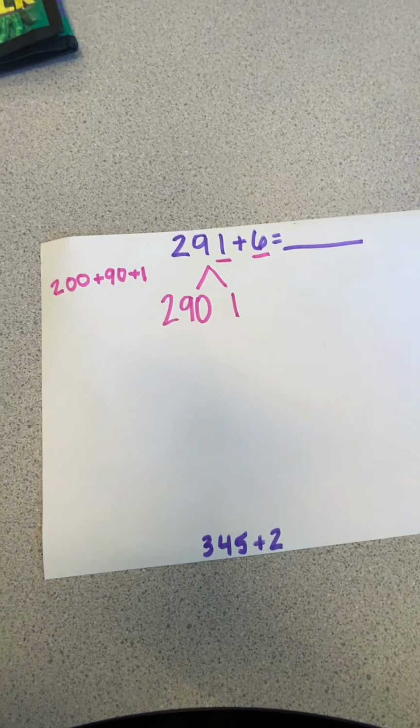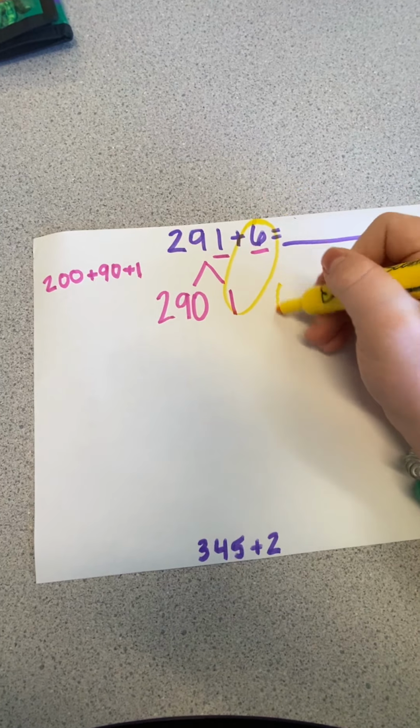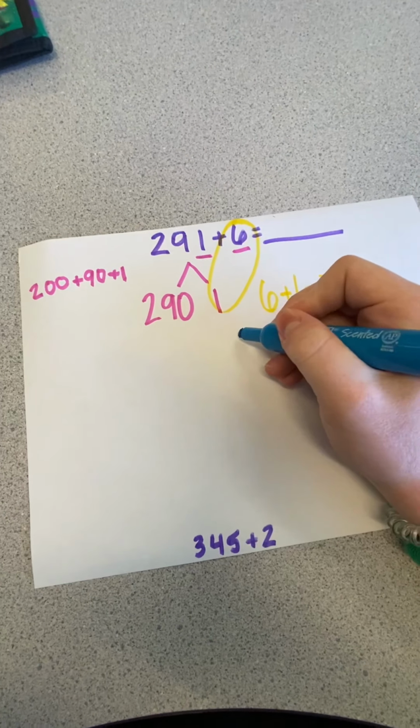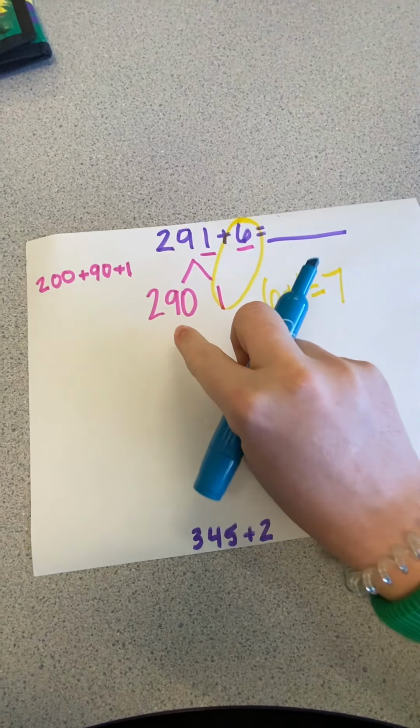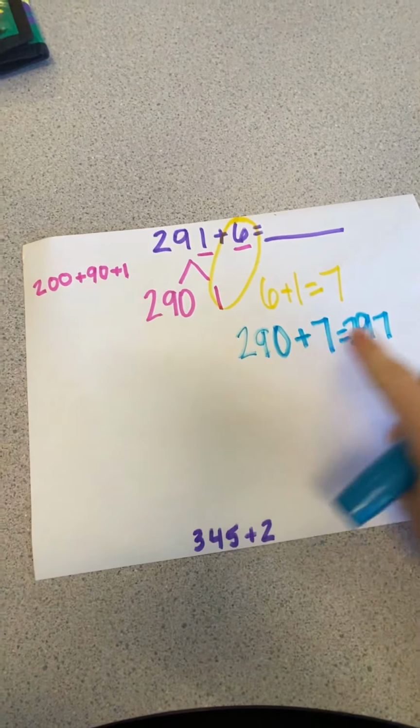Again, I'm going to add my ones first, since this is the add the ones strategy. 6 and 1 more is 7. Again, if I needed to use an imaginary 10 frame off to the side, I could do that. And I'm going to add 290, since I have not used that number, it's outside of my circle of numbers I've used. I'm going to add 290 to 7, and that gives me 297.